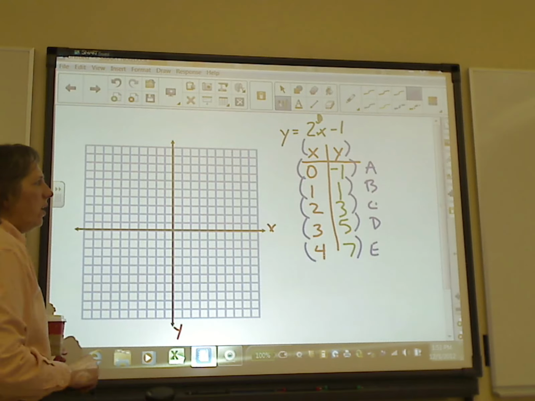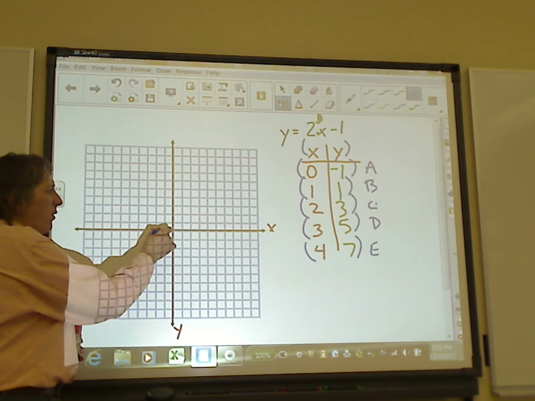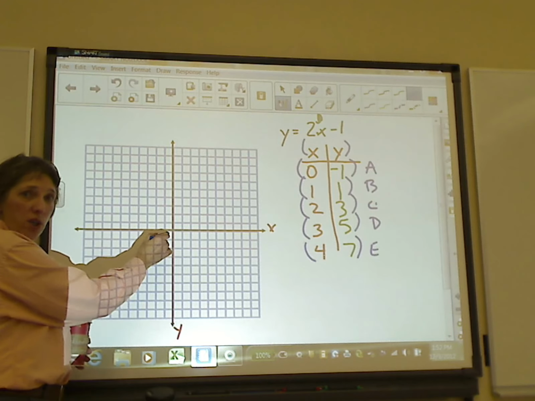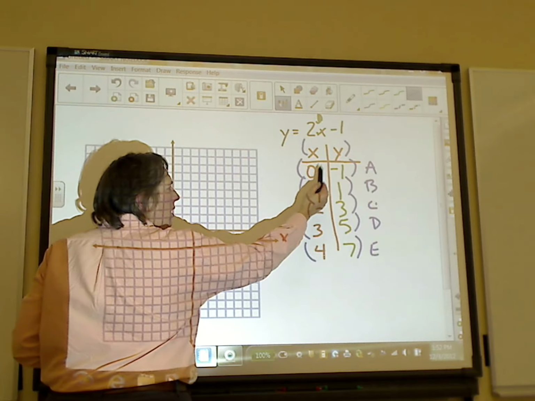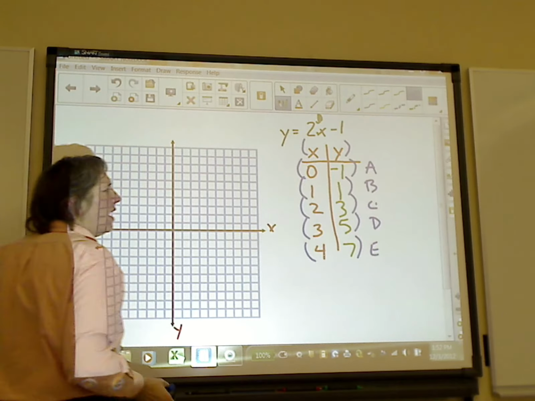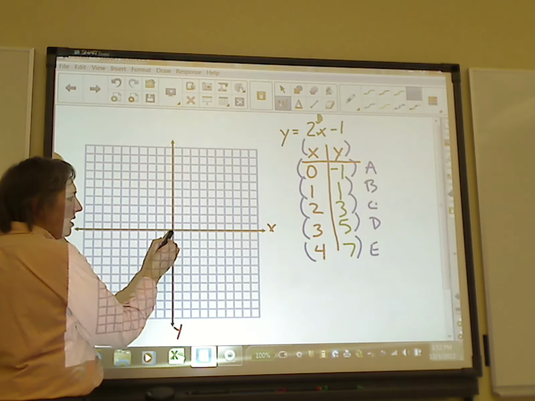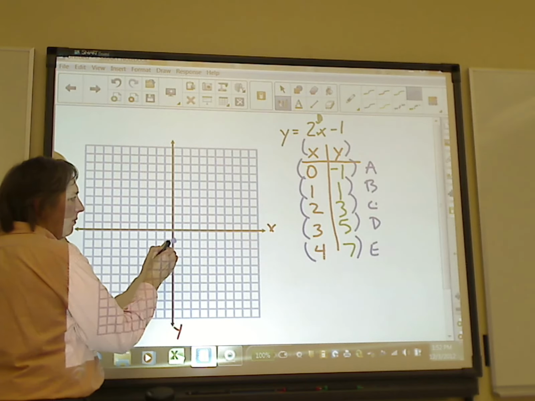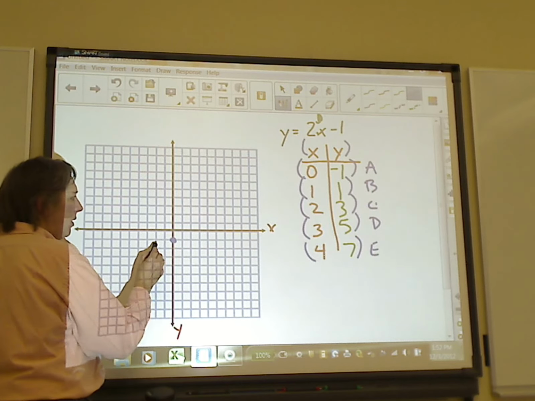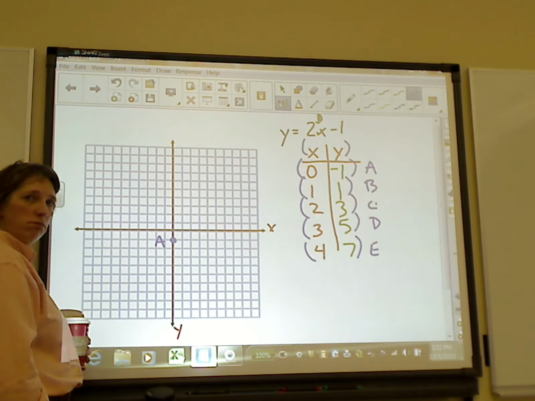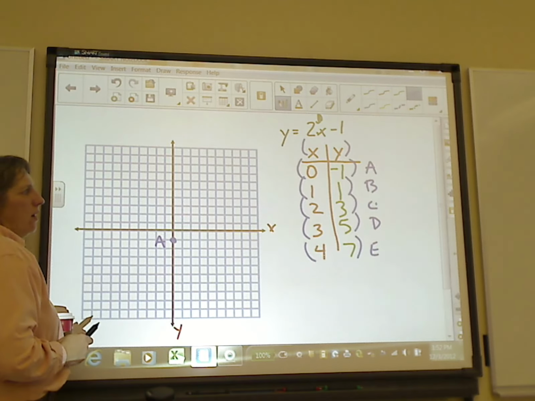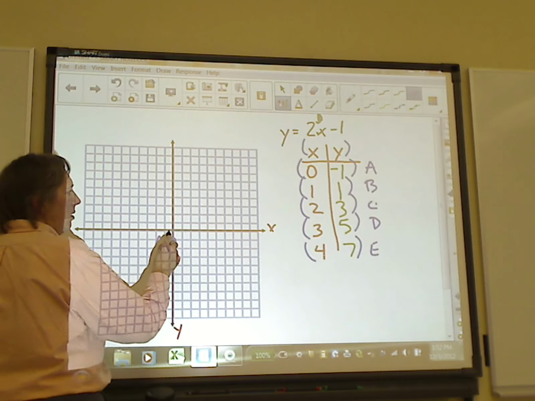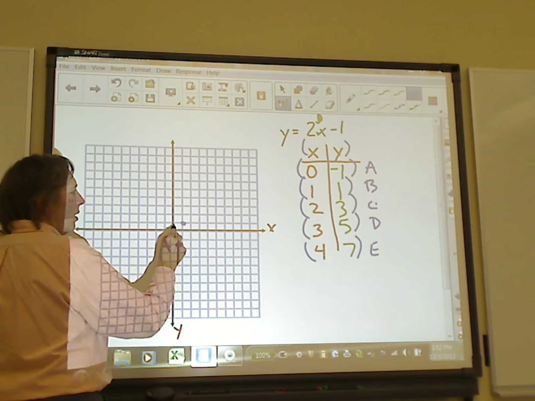0, -1. So I go to my graph, I go to 0, 0, the origin. Remember, that's called the origin. And I'm going to plot this point when x is 0 and y is -1. Okay, x is 0, y is -1. That's my point, and I label it point A. That's all I do. I go to point B. What is that? x is 1, y is 1. That's B.